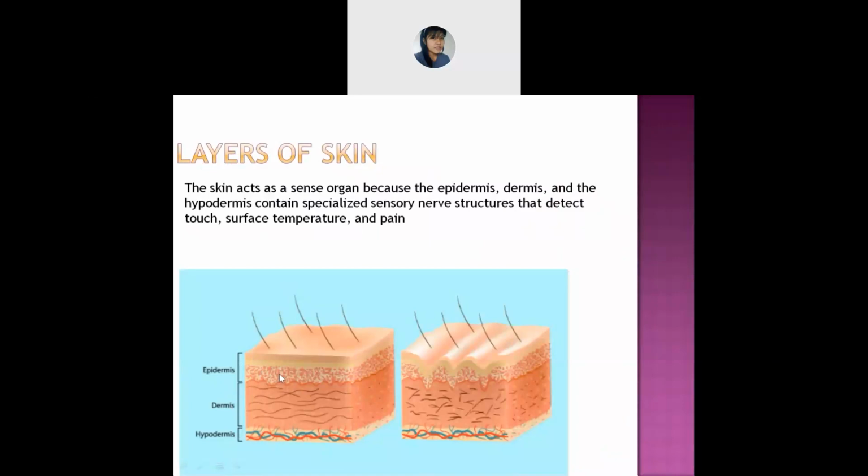And they also contain what? The skin also contains some nerve structures. Some nerves are also there. And with the help of this, what can you feel? You can feel the touch of someone. You can also feel the changes in the temperature, hot, cold, and so on. And you can also feel the pain if somebody hits you, slaps you, or punches you. So with the help of this, you are able to sense all these things. Is it clear? Yes, ma'am.